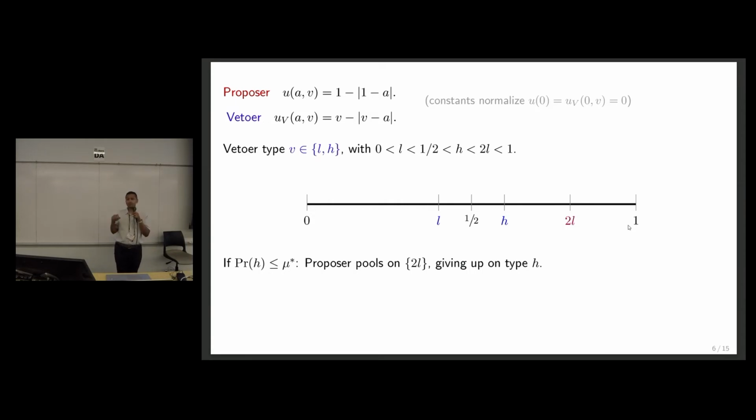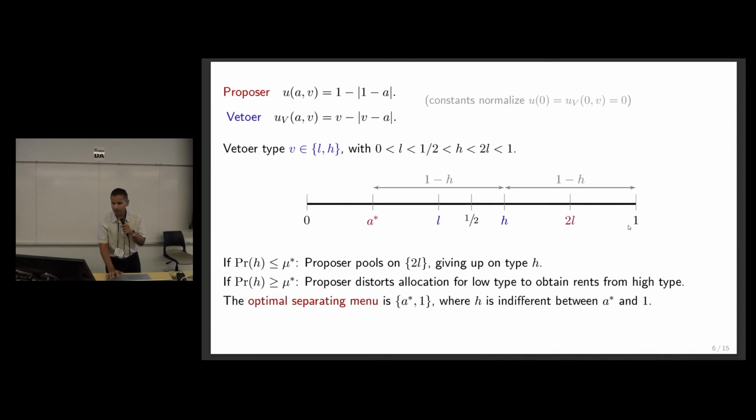First choice is to say, look, if the high type is not sufficiently likely ex ante, the proposer is going to say, I may as well just give up on trying to extract this surplus from the high type, of extracting a policy of 1. I'm just going to pool on 2L. I'm just going to get 2L from both the low and the high type, if the high type is sufficiently unlikely.